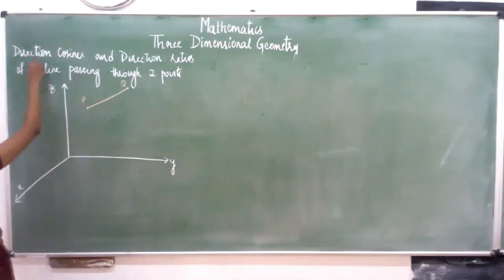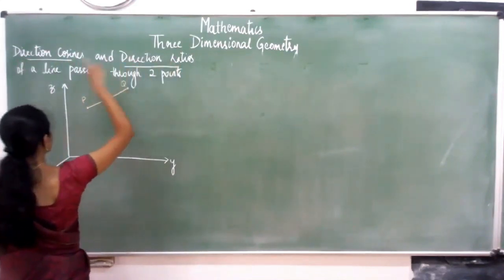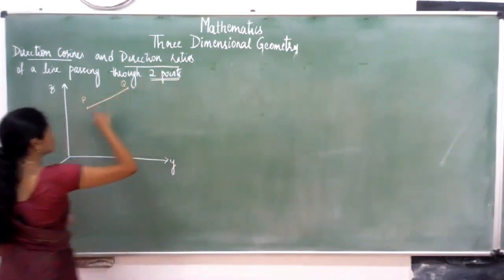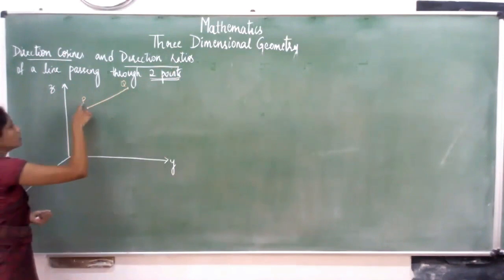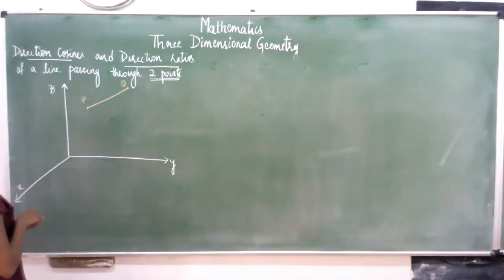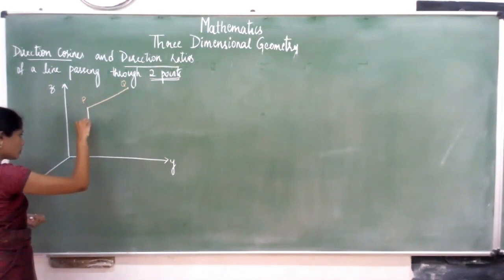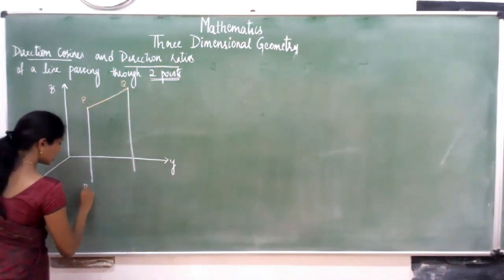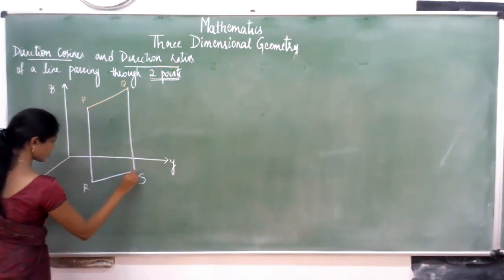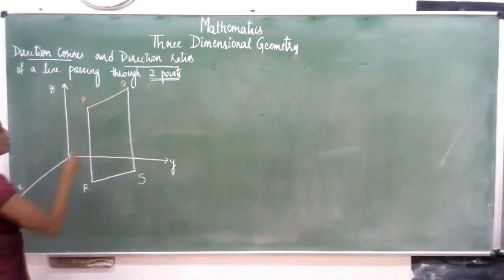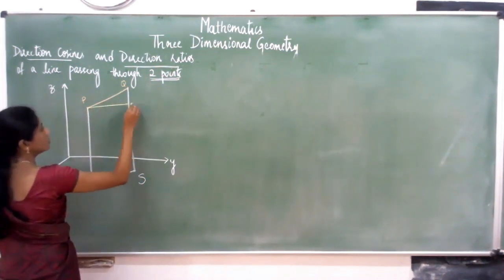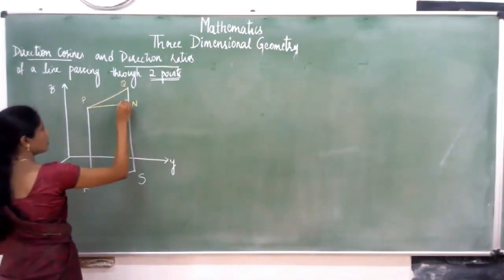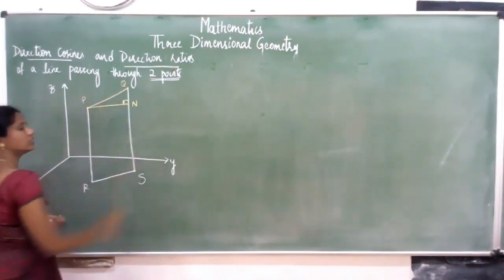Now we are going to find the direction cosines and the direction ratios of a line passing through 2 points. Okay. So we have considered a line. You have got 2 points P and Q. Now what I do is I drop a perpendicular joining R and S. Next I draw a perpendicular and I call this N. Now if you see, you have a right angled triangle here.